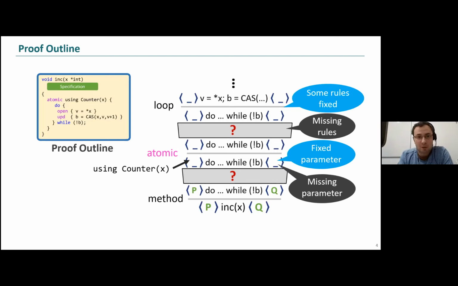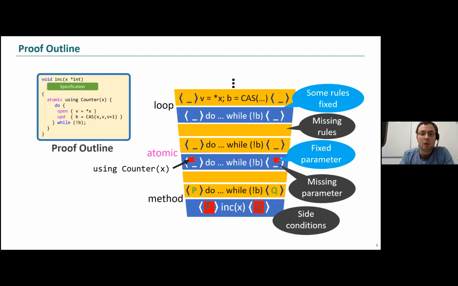Some parameters are fixed. This is, of course, the specification at the bottom, but also, as I said before, some of the rule clauses take additional arguments. However, again, many parameters are still missing. And lastly, of course, none of the side conditions are checked.